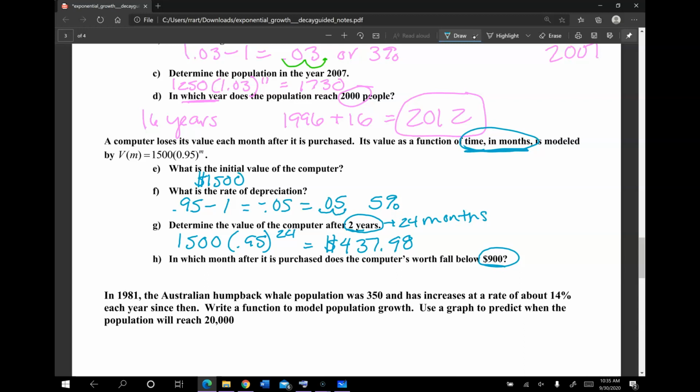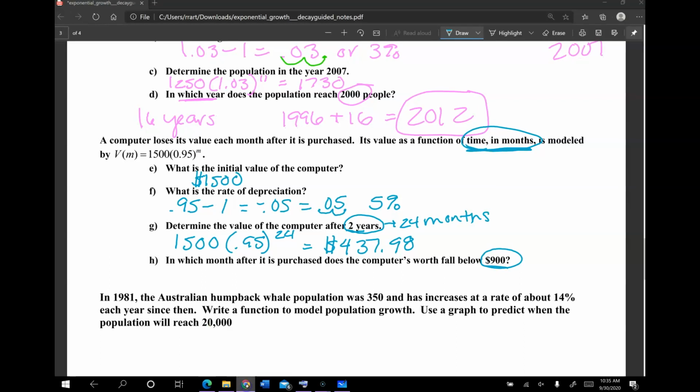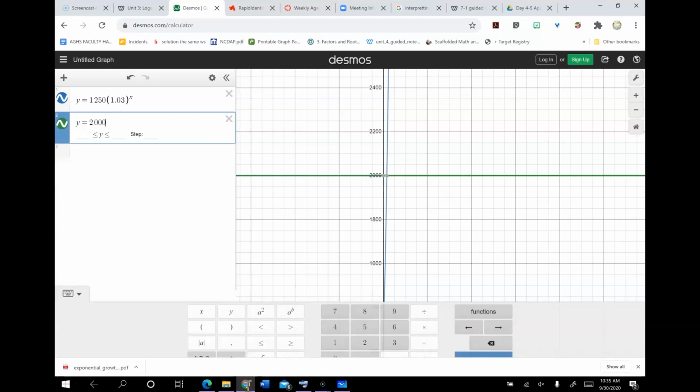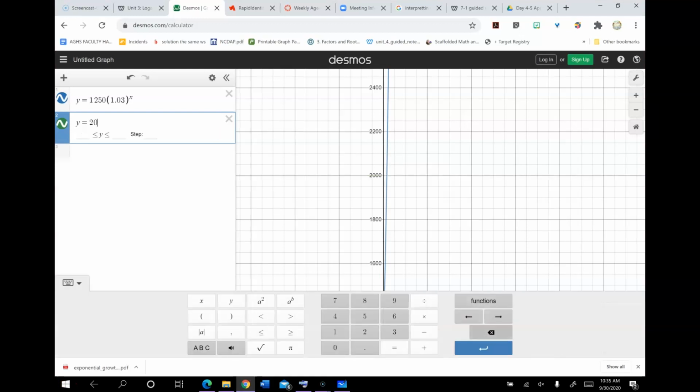Okay? In which month after it is purchased does the computer's worth fall below 900? So that means I need to make that 900 line and see when it goes below it. So we go back to decimals. I want to see it at $900. So that's going to be my line that I need to look at. My equation was 1,500, the inside was 0.95.